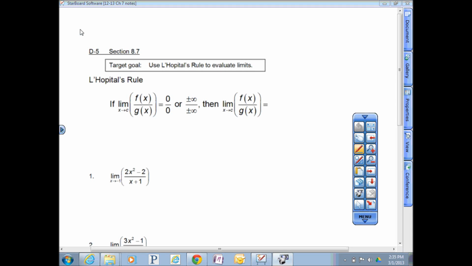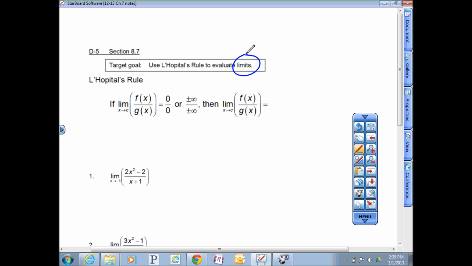Last lesson of the entire year, section 8.7, we're going to talk about L'Hopital's Rule. And L'Hopital's Rule is going to take us back down to deal with limits, which we haven't seen in a long time. And what it is, it's a really nice shortcut. L'Hopital's Rule only works under certain conditions.